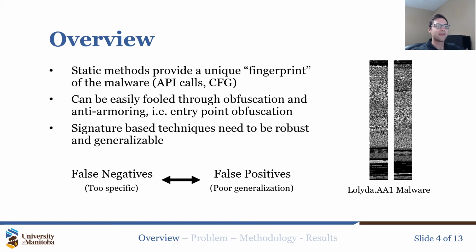The problem is that it can be easily fooled through obfuscation and anti-armoring techniques. Like I said, if you're looking for certain signatures, all it takes is for the malware to change ever so slightly to avoid that detection. If you have signatures that are too broad, it may be the case that you will flag benignware. And if they're too specific, then you won't be able to adapt to those new forms of obfuscation, because what you're looking for is too specific.